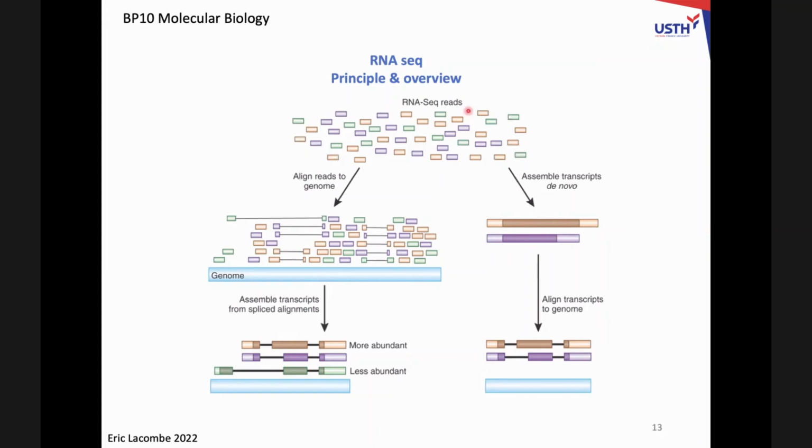So plenty of data like that. This is exactly what's coming out of the sequencer, plenty of small pieces. From that, there are two main roads, depending on whether you are working on an organism for which the genome is completely sequenced or not. If the genome of the organism you're working on is fully sequenced, the bioinformatical strategies are a little bit different. But anyway, we can have a lot of data in both situations.